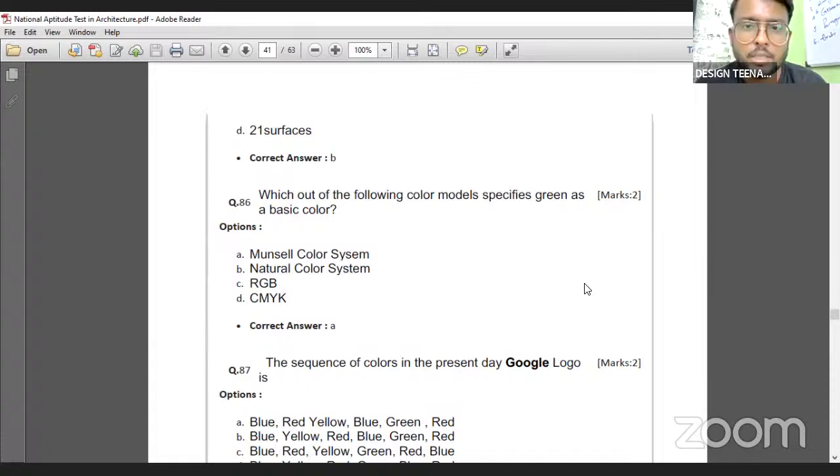Now, what is this Munsell color scheme or system? I will be very true to you, this terminology was not very familiar to me. What we have seen while discussing our color theory PDF, have you seen all the colors are arranged in a hue segment?